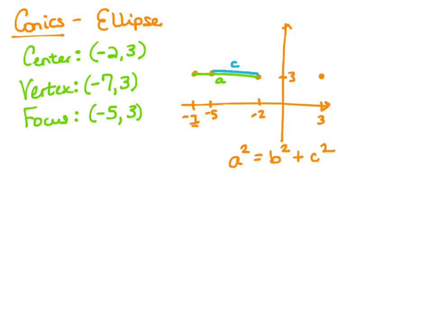So we can solve for that value because we do have a and c. My a is 5, so I've got 5 squared equals b squared plus, and my c value, distance from the center to a focus, is 3. And so 25 equals b squared plus 9, b squared is 16, and b is 4.